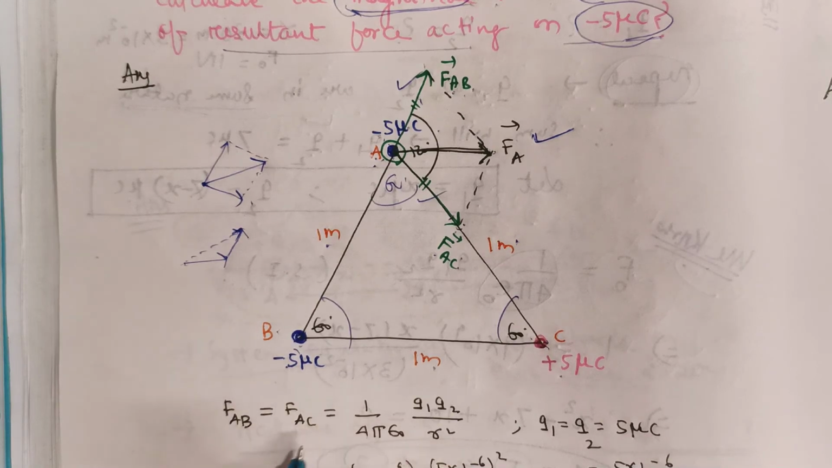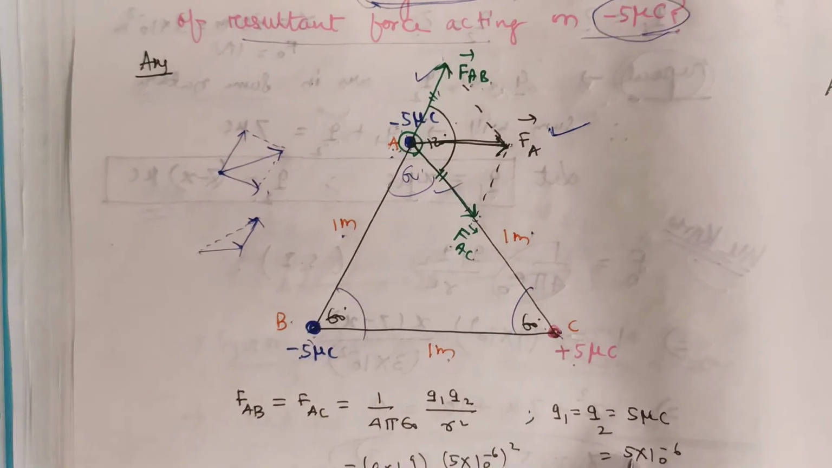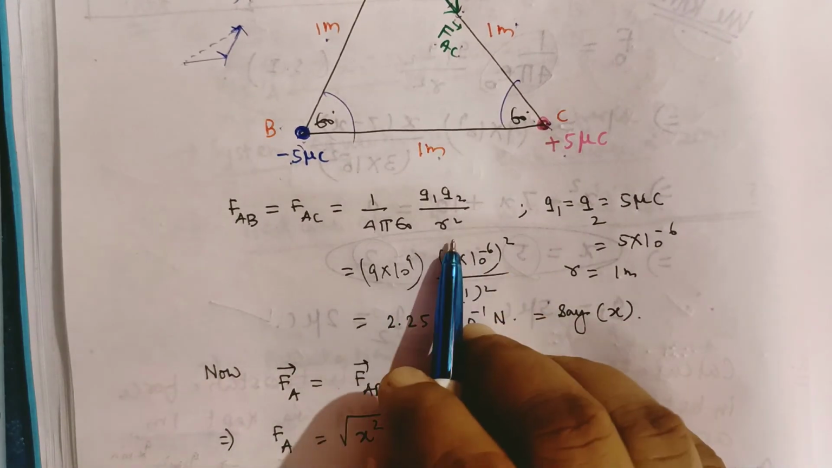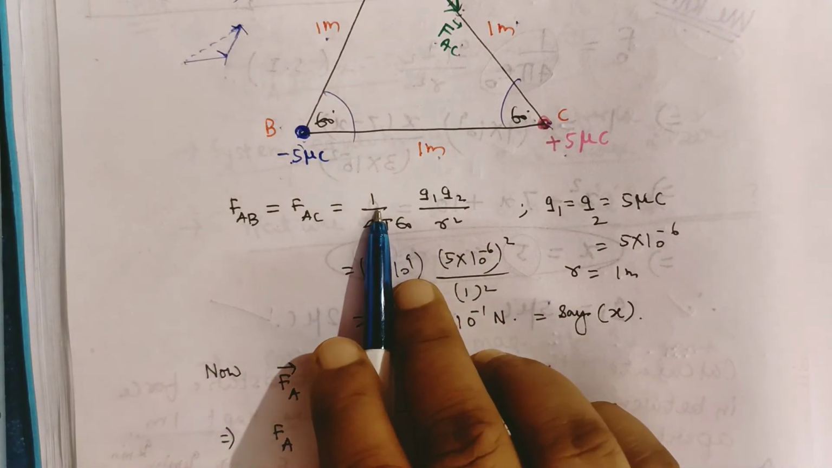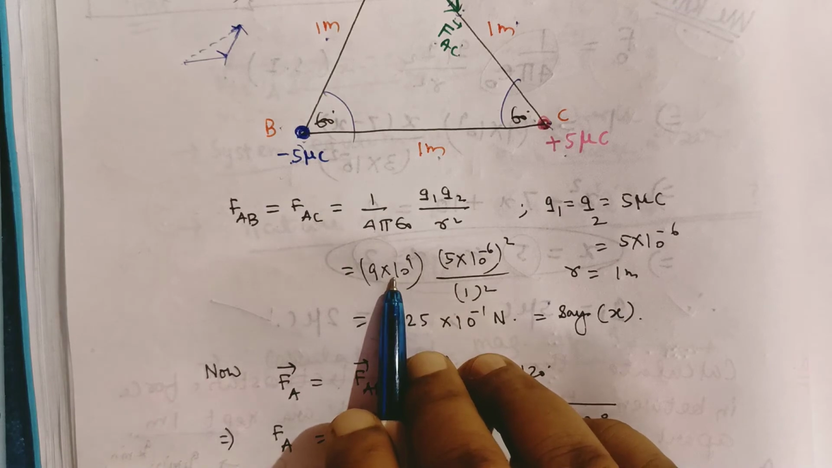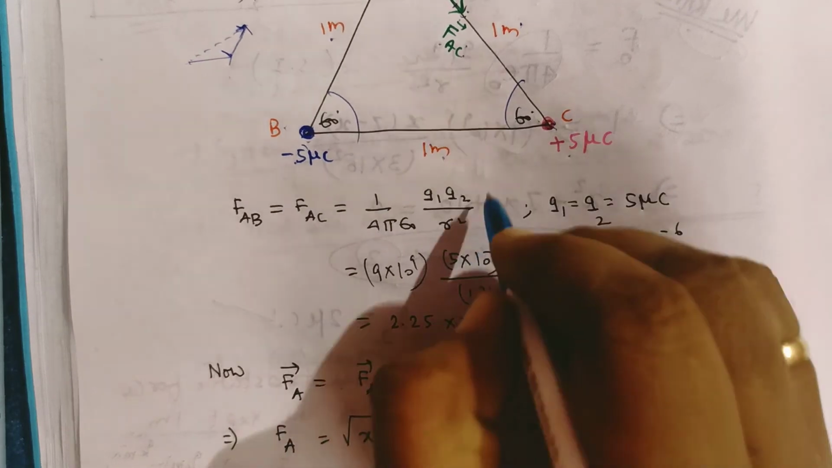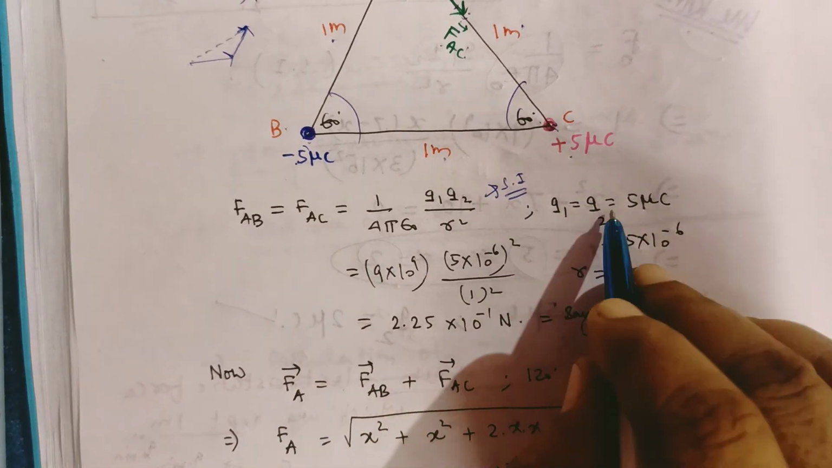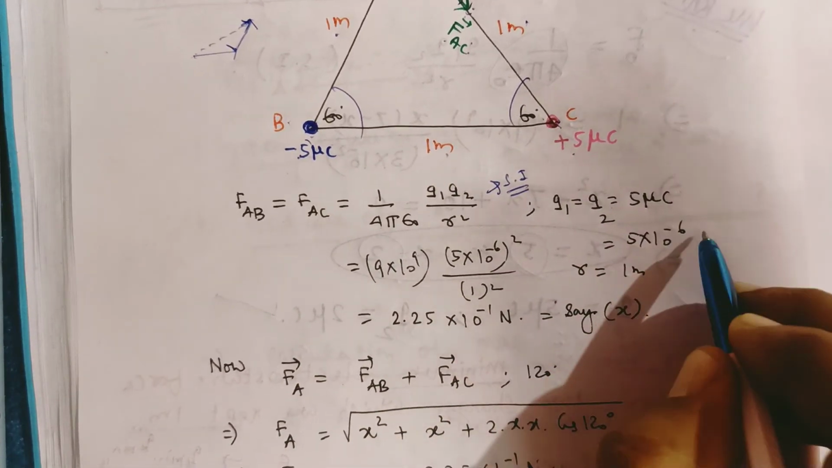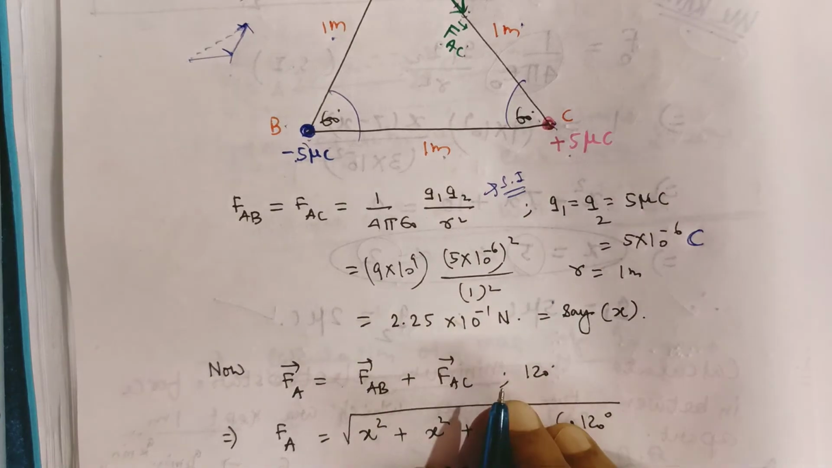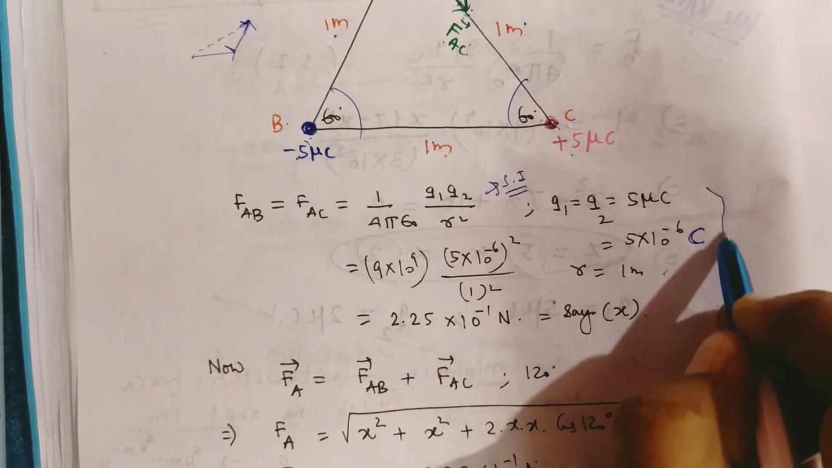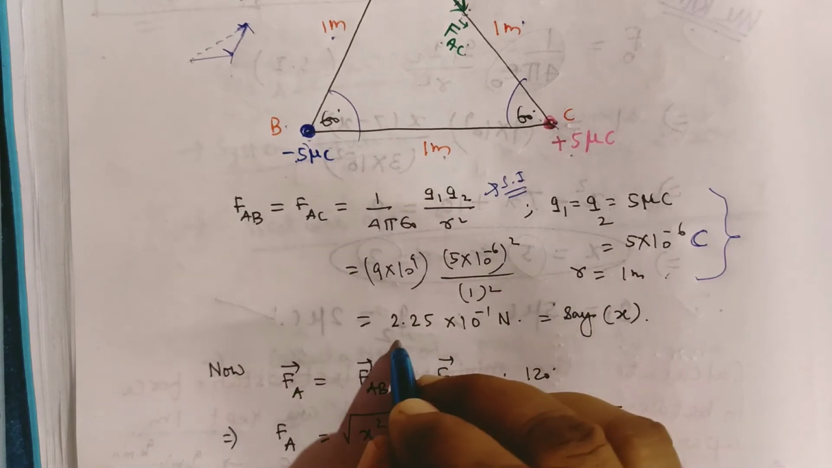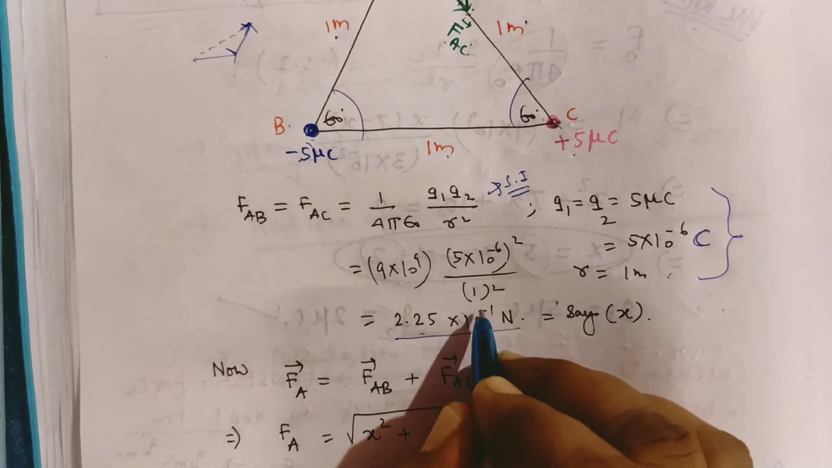Let it be x. In the SI system, the formula is 1 by 4 pi epsilon 0, q1 into q2 by r square. You should keep in memory that this value is 9 into 10 to the 9, and this is the SI formula. That's why I have written it like this. Q1 into Q2 is 5 microcoulomb, convert it into 5 into 10 to the minus 6 coulomb. R is 1 meter, that means SI unit. You put the data and get the result, and the answer is 2.25 into 10 to the minus 1 Newton.